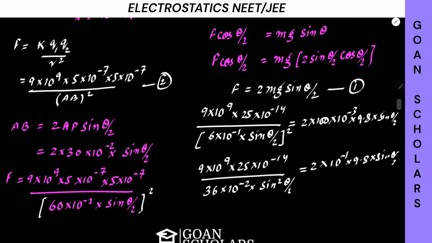So let's take everything on the other side. So it will become sine cube theta. Let me use a different color so that we can highlight our angle. So sine cube theta by 2 will equal how much? Let's cross multiply.